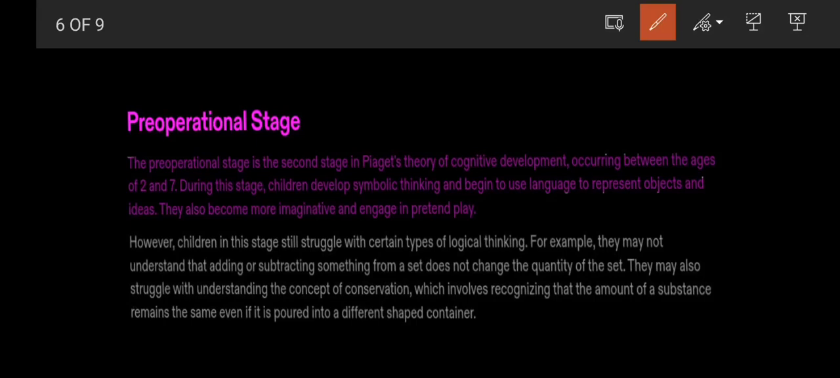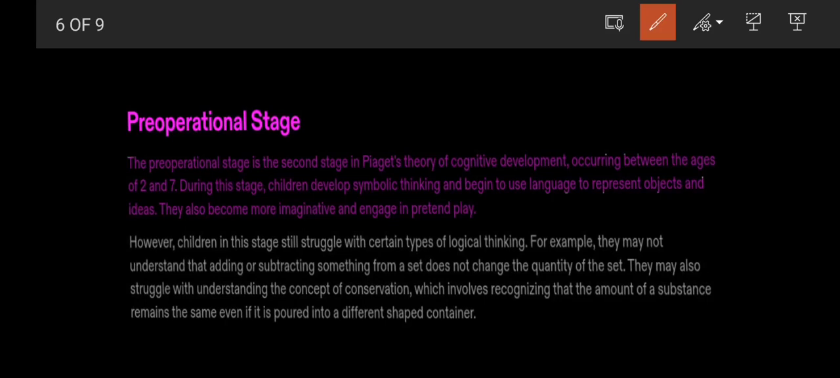Symbolic thought is the ability of a child to use symbols such as words or objects to represent other things that are not physically present. Means the child has the ability to use symbols, such as words or objects, to represent things that are not physically present. From those symbols, the child will represent the things which are not present.